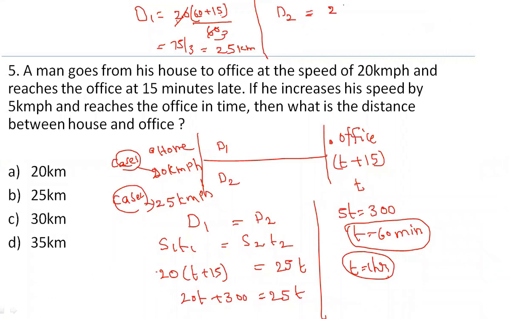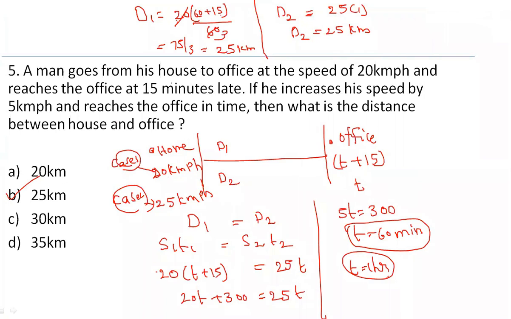If you feel like this is difficult, you can choose D2, S2, T2. What is S2? 25. And T, you can write it in hours directly because you know it already. So 25 kilometers. You can solve using anything, guys, but make sure that when T is in minutes, you divide it by 60 to convert that into hours. What's the answer for the question? Option B, 25 kilometers.